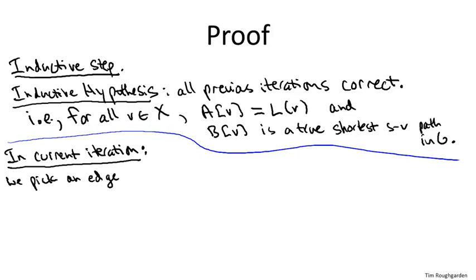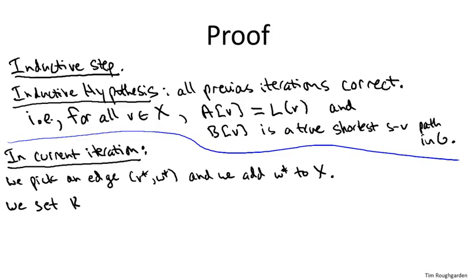So again, remember, this is a proof by induction. We are assuming this is true, and we're going to certainly make use of this assumption when we establish the correctness of the current iteration. So what happens in an iteration? Well, we pick an edge, which we've been calling V star W star, and we add the head of this edge, W star, to the set X. So let's get our bearings and remember what Dijkstra's algorithm computes as the shortest path and shortest path distance for this new vertex W star.